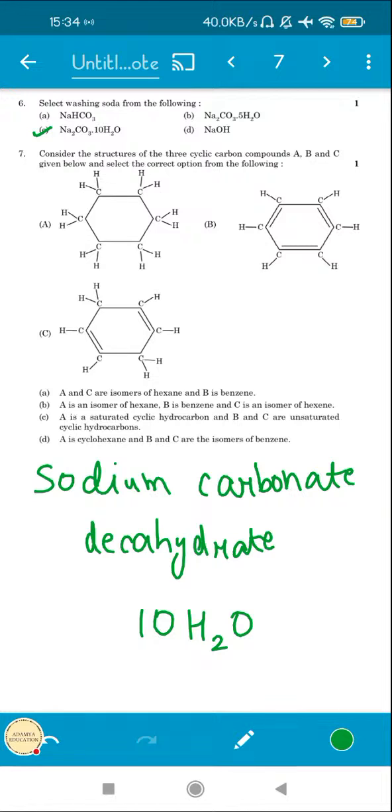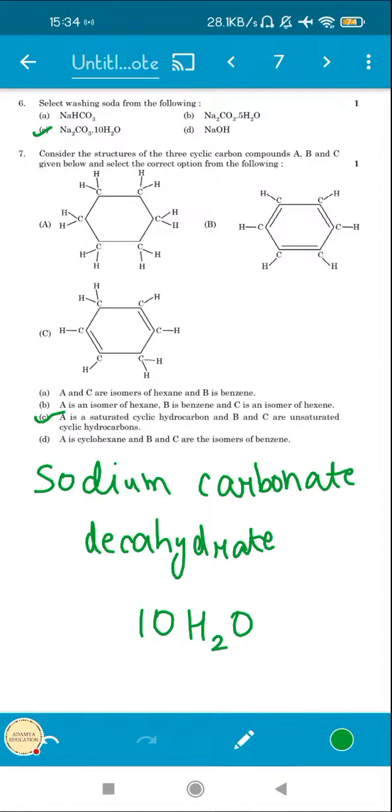So let's just move on to the options first. As I can see in option number C, A is saturated. Yes, A is saturated because it contains no double bonds. We know double bonded organic compounds are unsaturated because they always have a tendency to react with other elements. They are not stable. So A is saturated, but B and C are unsaturated cyclic hydrocarbons. So yes, the answer will be option number C.